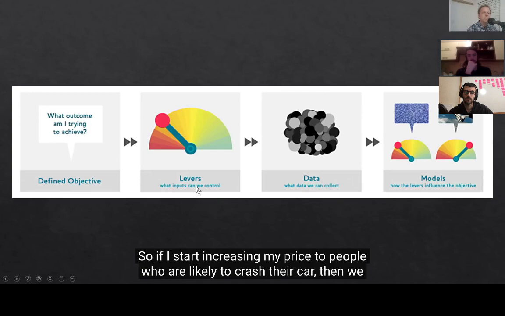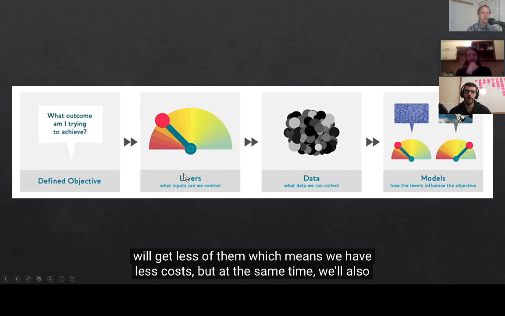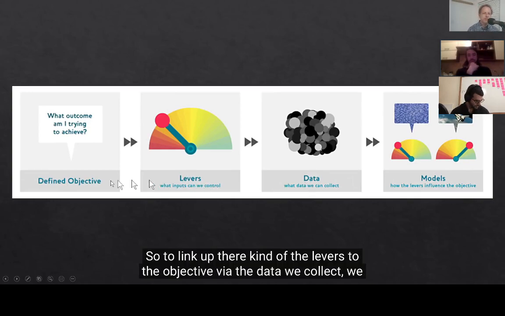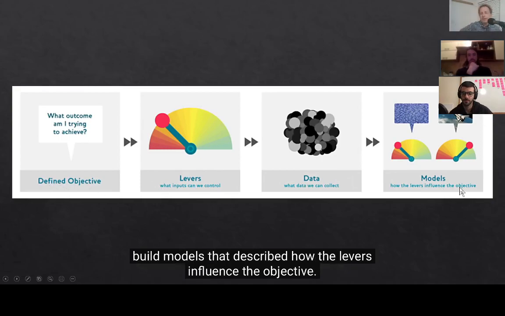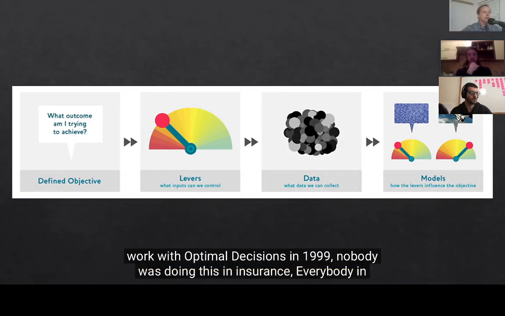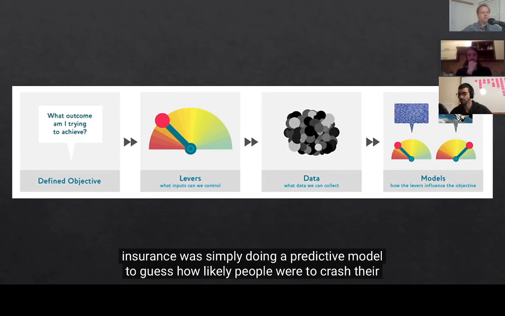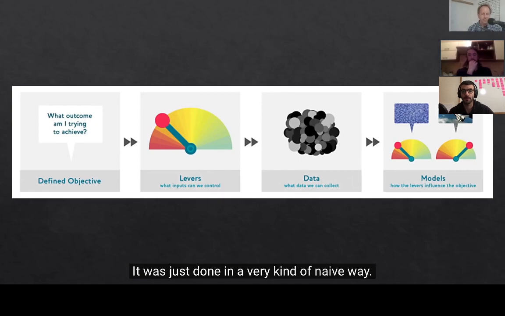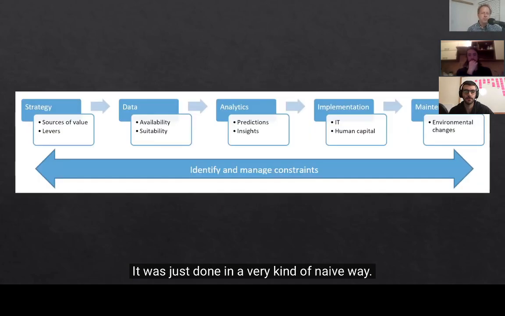So if I start increasing my price to people who are likely to crash their car, then we'll get less of them, which means we'll have less costs, but at the same time, we'll also have less revenue coming in, for example. To link up the levers to the objective via the data we collect, we build models that describe how the levers influence the objective. It seems pretty obvious when you say it like this, but when we started work with Optimal Decisions in 1999, nobody was doing this in insurance. Everybody in insurance was simply doing a predictive model to guess how likely people were to crash their car. And then pricing was set by adding 20% or whatever. It was just done in a very naive way.